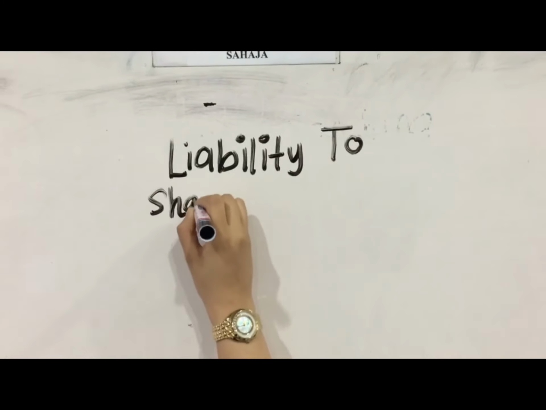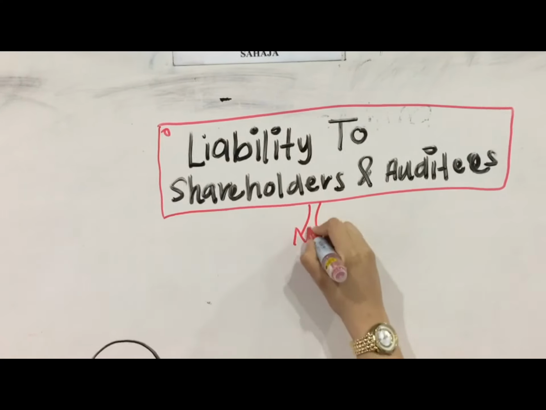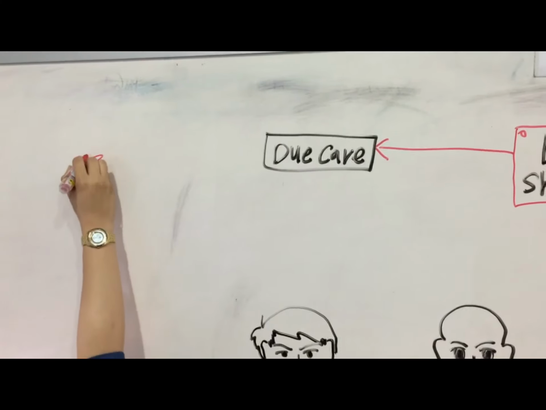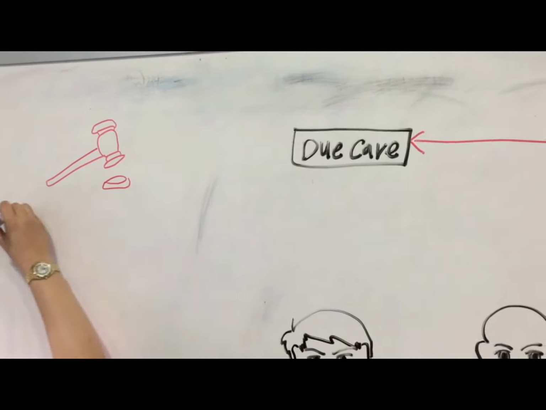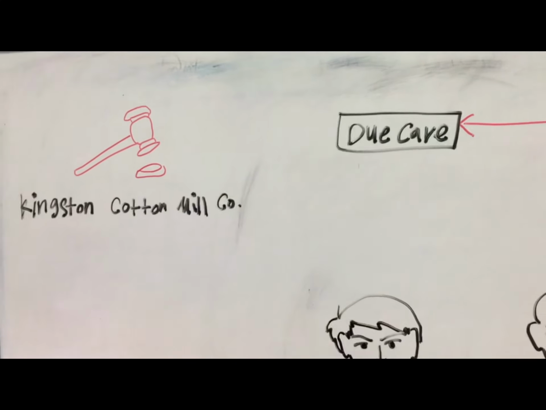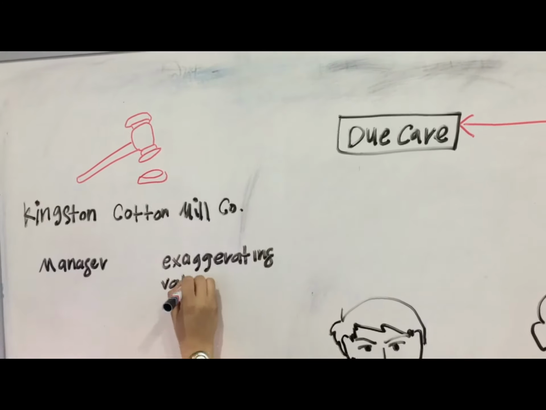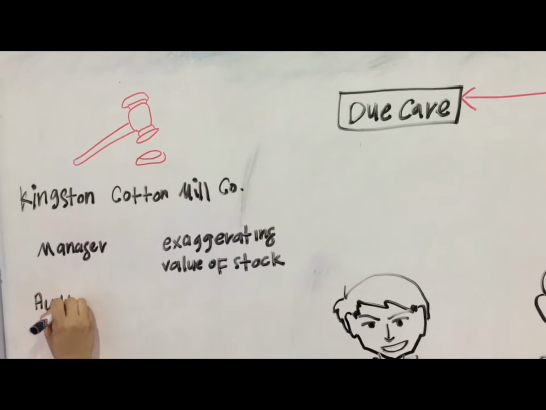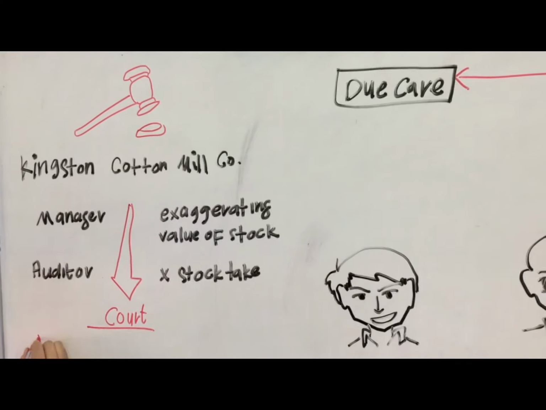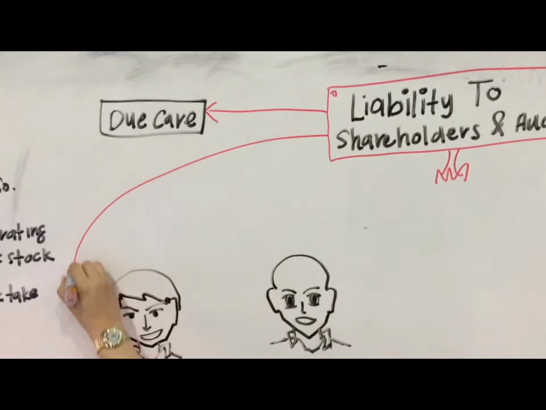Let's proceed to liability to shareholder and auditors. Now the first responsibility is due care. For further details, let's look into the case of Kingston Cotton Mill Corporation. In this case, the manager of the Kingston Cotton Mill had been exaggerating the quantities and values of the company's stock. The auditor, on the other hand, did not perform stock take to verify the valuation of individual items. In conclusion, the auditor must perform skilled due care and diligence when performing his job.